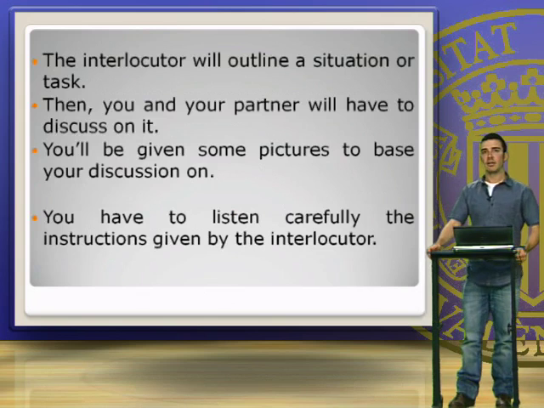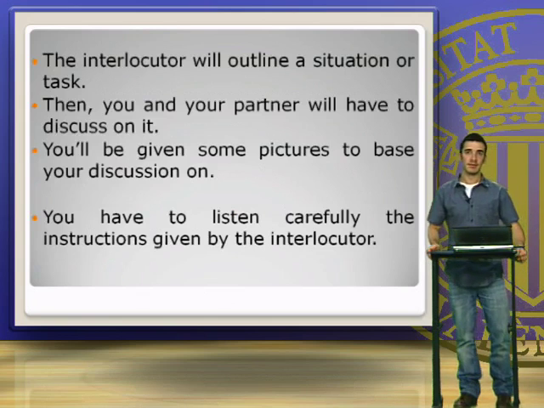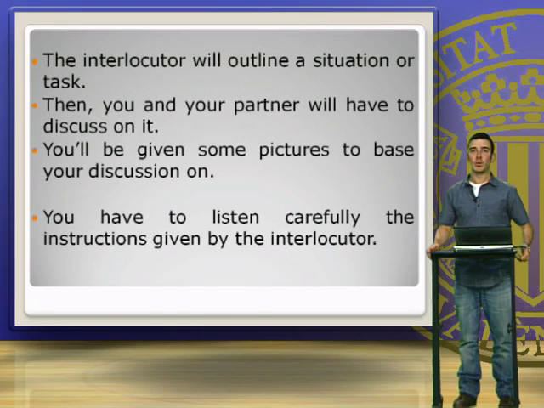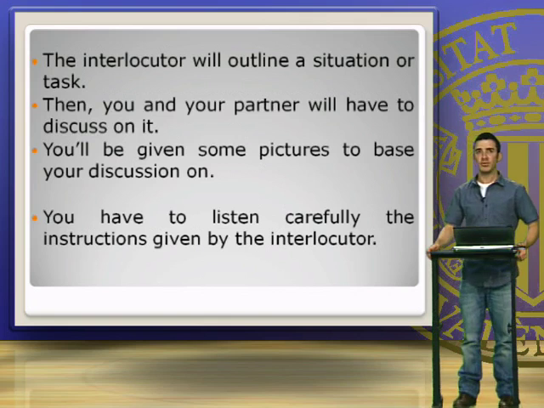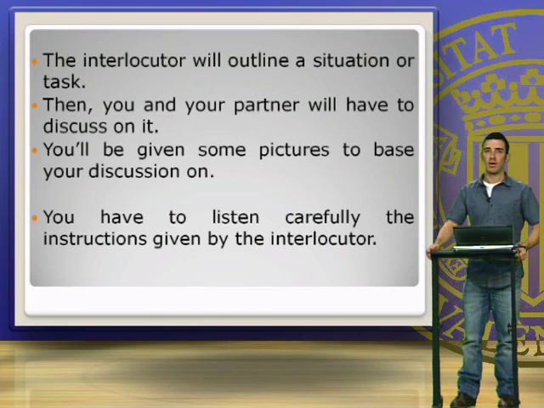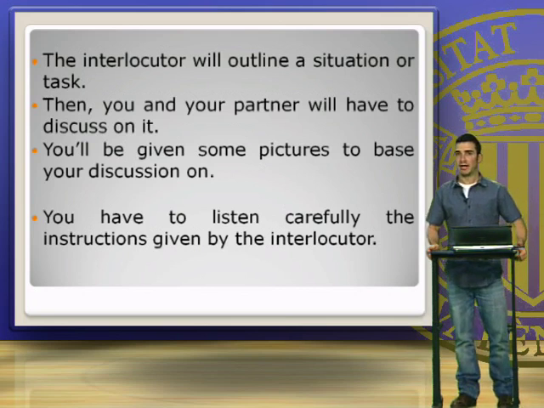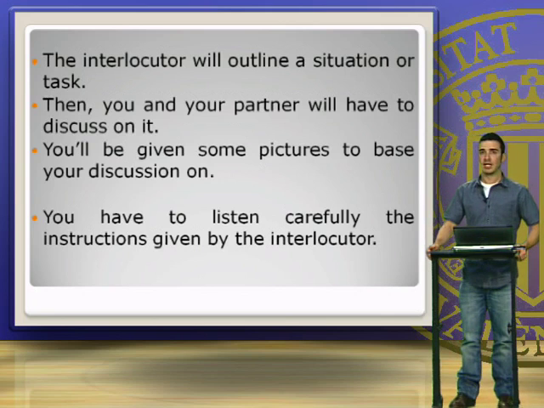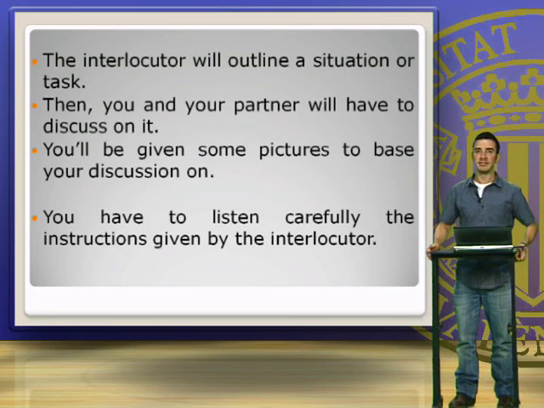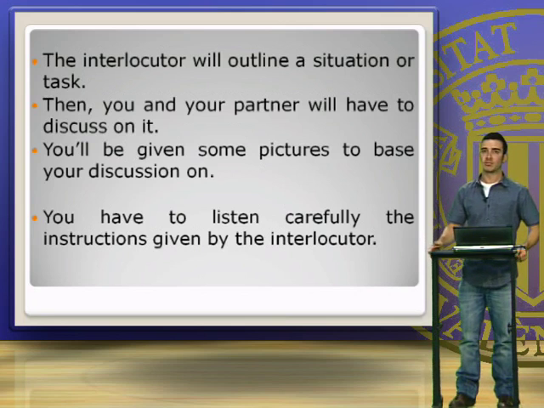The figure of the interlocutor is really important in this part, as he or she is the person who will outline a situation or the task that you have to do. Then you and your partner will have to discuss that, and you'll be given some pictures to base your discussion on. It's very important that you pay a lot of attention to what the interlocutor says, and to listen very carefully to their instructions. If you have any doubt or any question, please do not hesitate to ask them, because they will be pleased to repeat or to give you extra pieces of information.